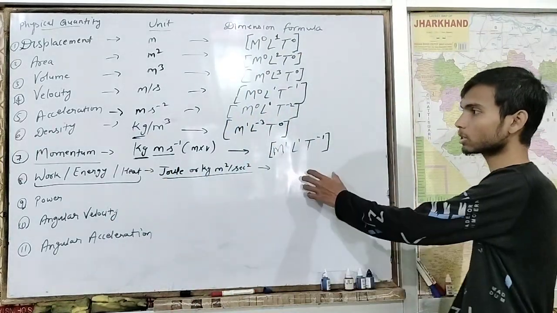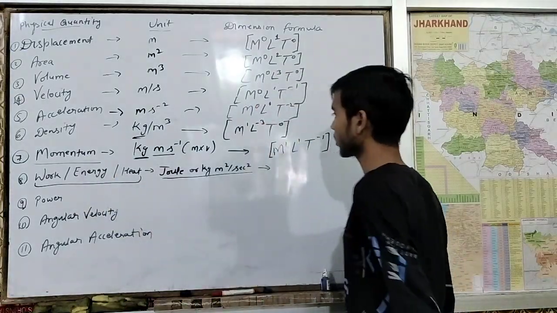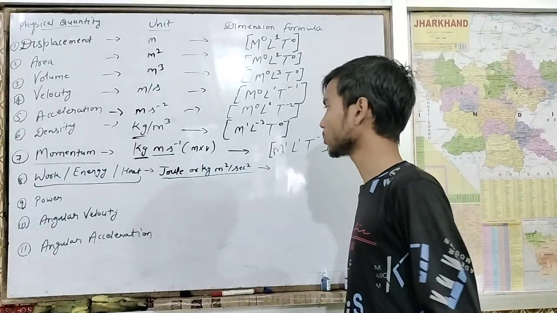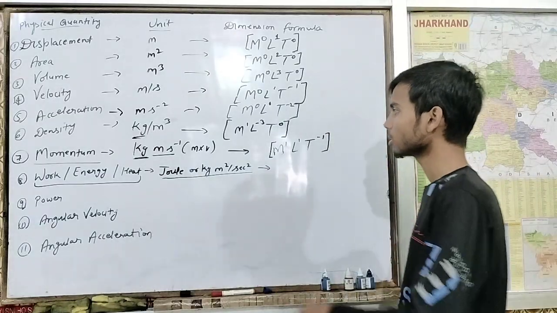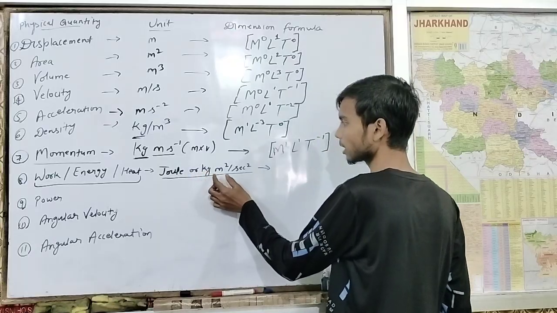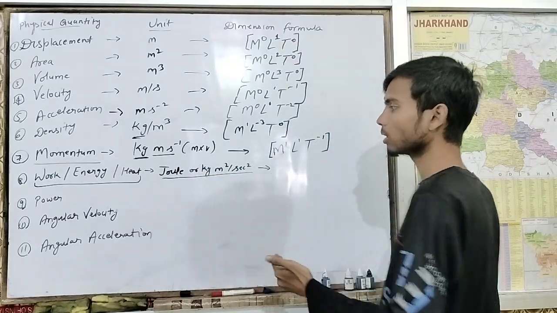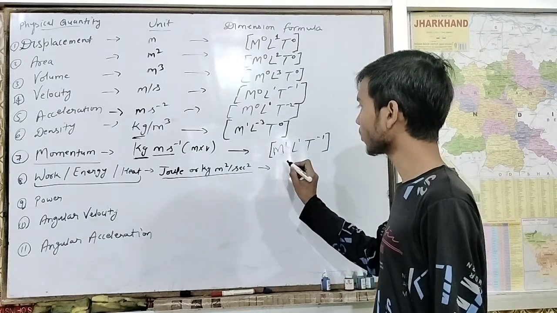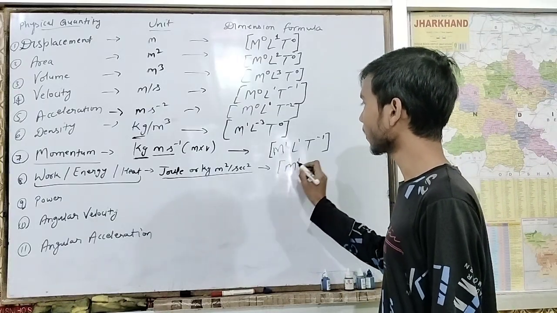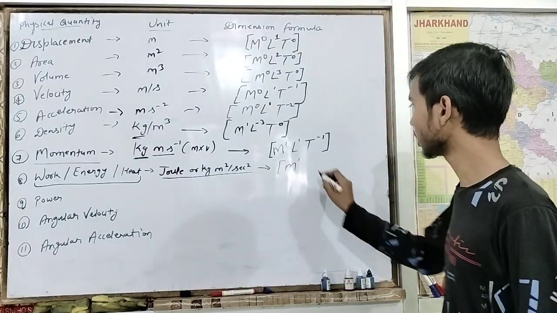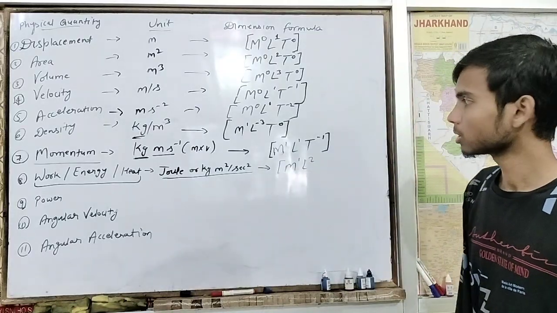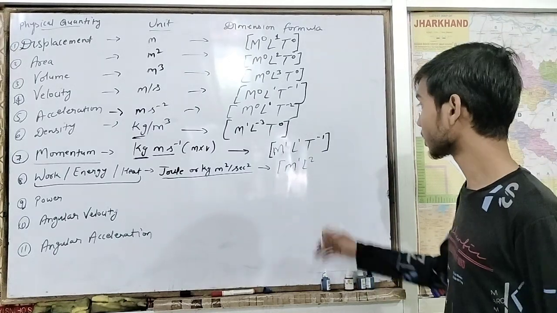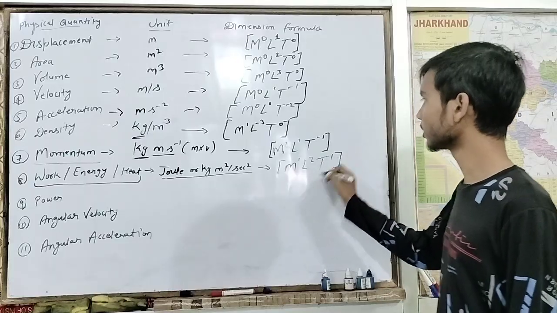So this one dimension will be equal to this. Here, joule, which means kg. This joule can be written as kg meter square per second square. Here we have 1 kg, which means M1. Then meter square, which means L2. Then T is 1, I think. Is it correct?